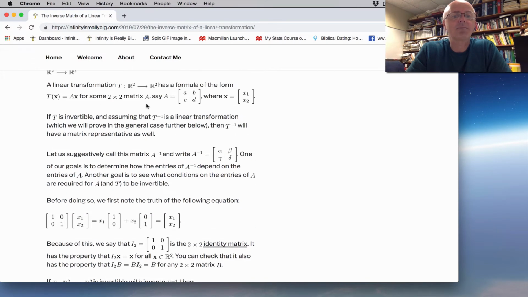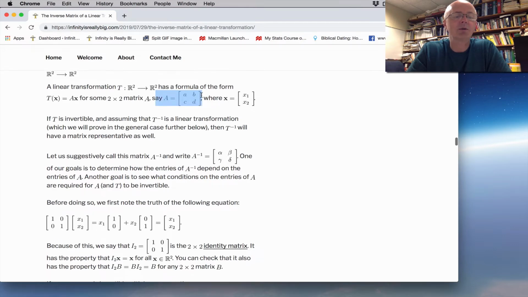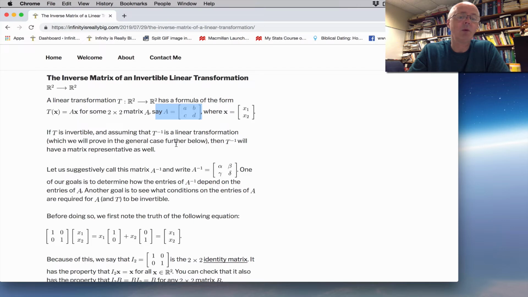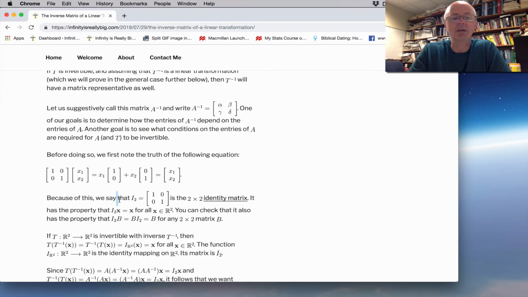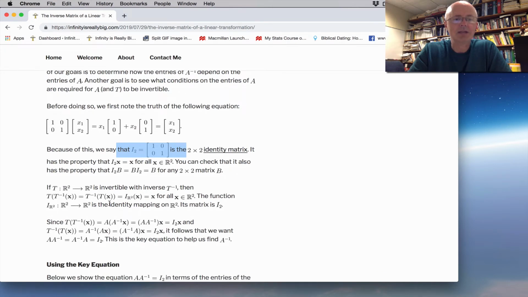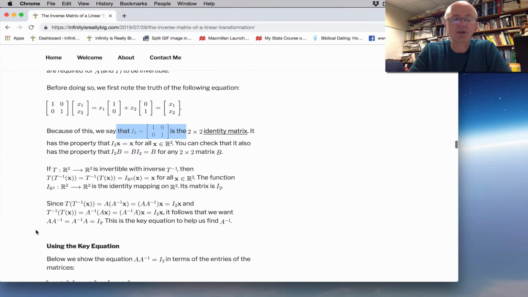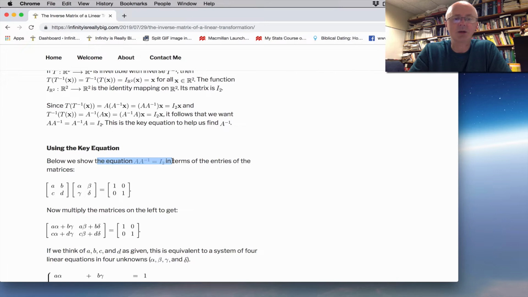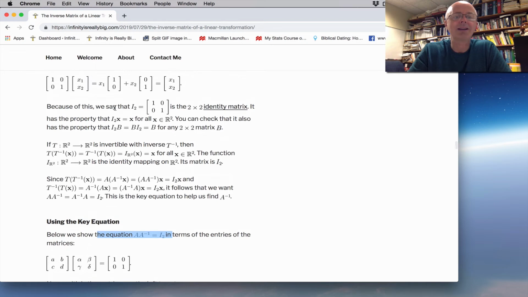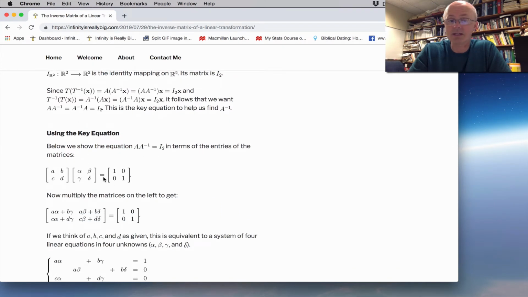So if A is this 2-by-2 matrix representing the linear transformation T, we want to find a formula for A inverse, if it exists. And I talk about this equation being first certainly obviously true, where this thing is called the 2-by-2 identity matrix, where you have ones along the main diagonal and zeros elsewhere. I talk about the properties of the identity matrix here related to inverse transformations and matrices. The key equation you want to use to solve for the inverse matrix is right here: you want A times A inverse and also A inverse times A to equal I, the 2-by-2 identity matrix. And that equation can be written in this way.